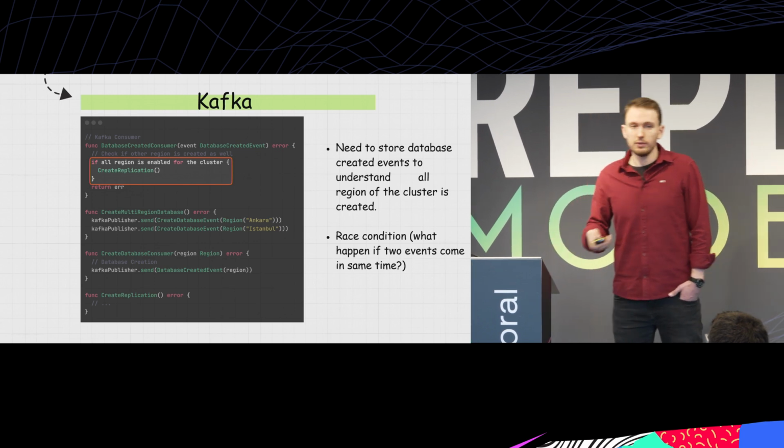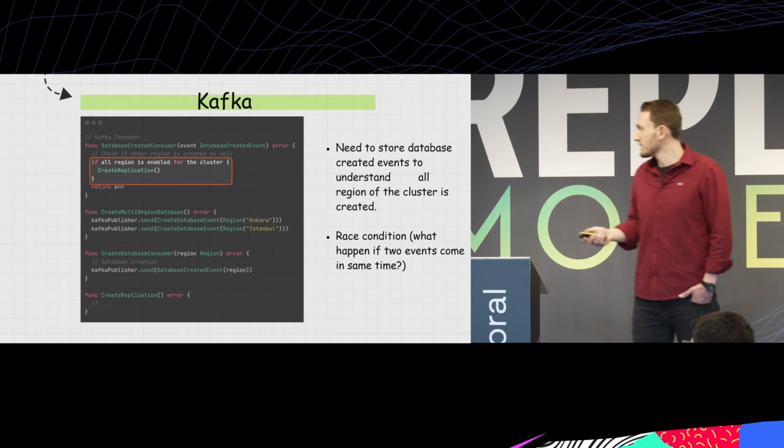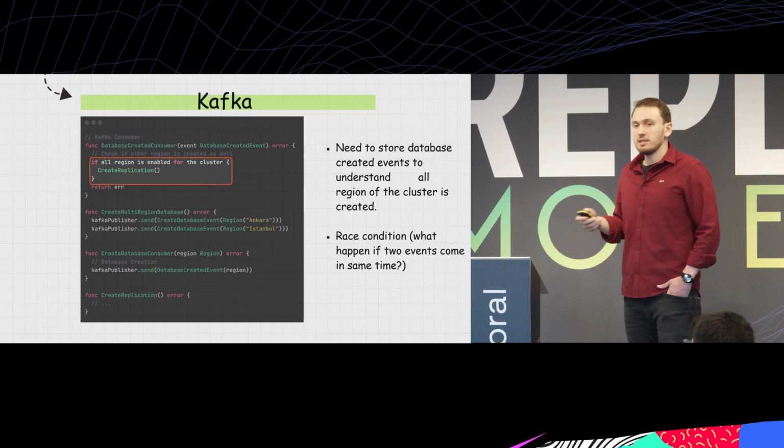To be able to support it, we need to store this information, these states or these events, in the persistent layer, database, etc. And our other problem is race condition.